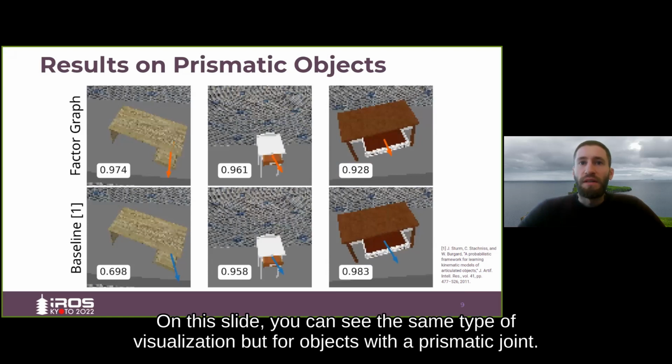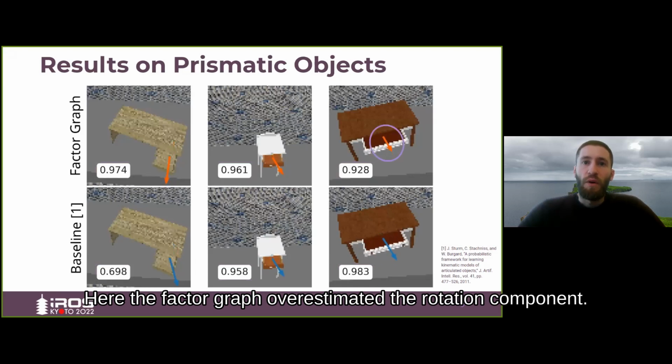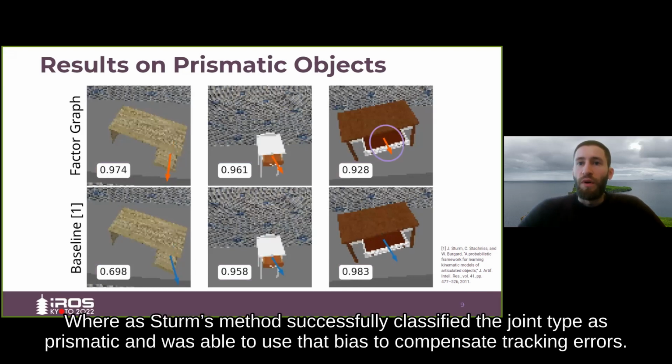On this slide, you can see the same type of visualization, but for objects with a prismatic joint. As for the previous example, our factor graph performs significantly better than the baseline, except for the example on the right. Here, the factor graph overestimated the rotation component, whereas Sturm's method successfully classified the joint type as prismatic and was able to use that bias to compensate tracking errors.